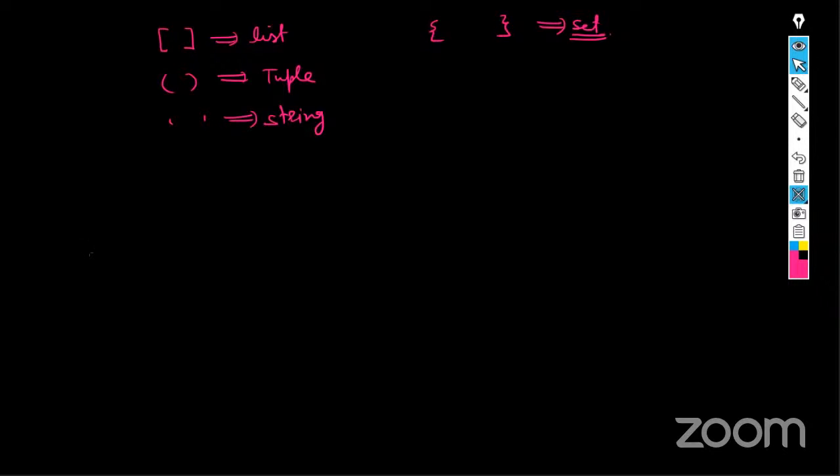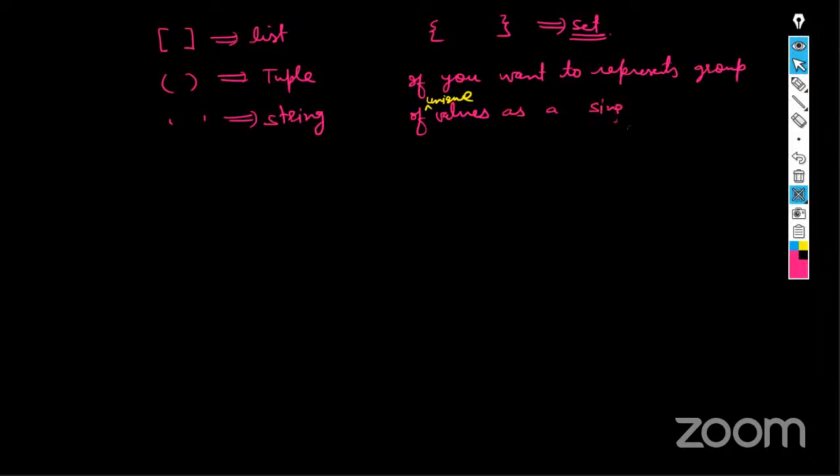Okay, what I'm saying is, let's say some values are there. In fact, I'm writing the definition. If you want to represent a group of values, in fact the word is group of unique values, as a single entity. What does that mean?